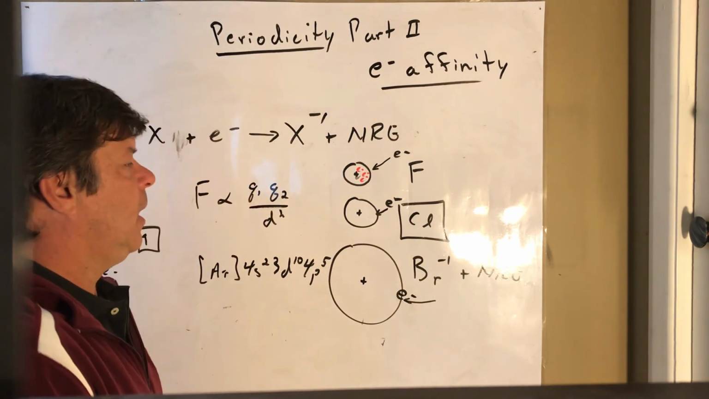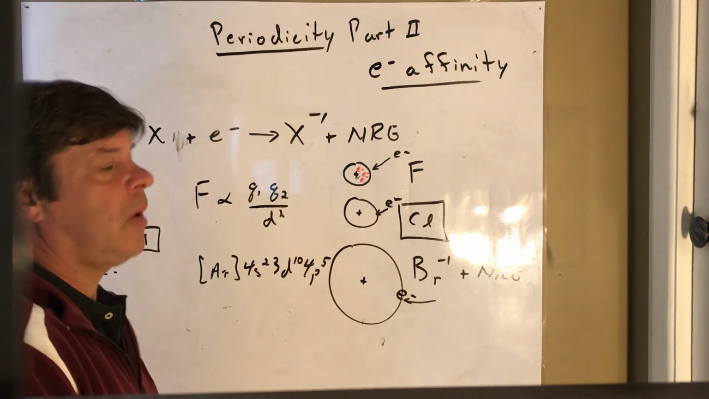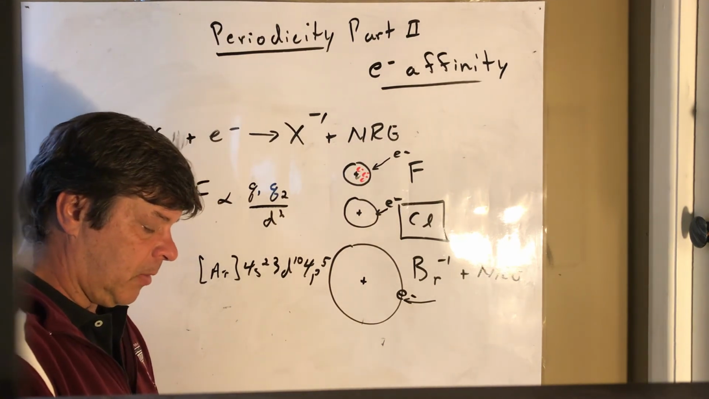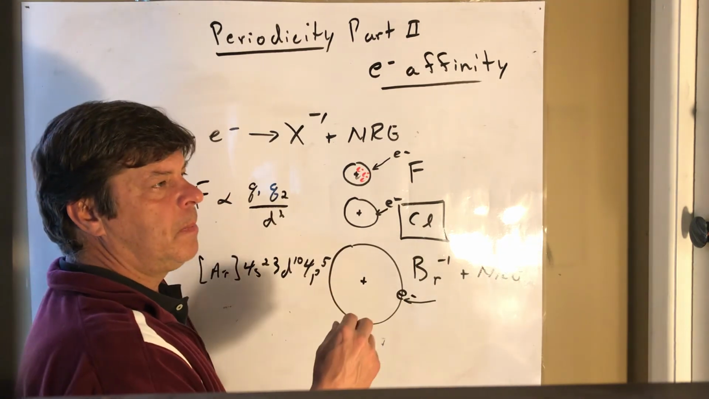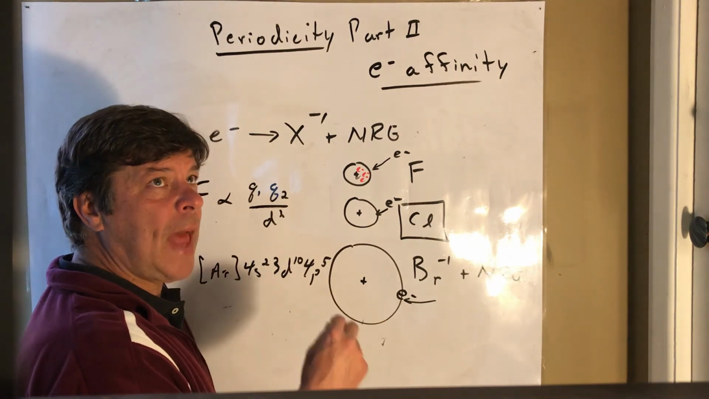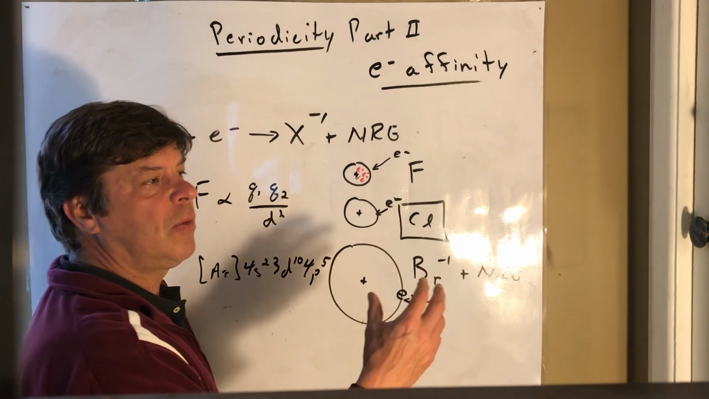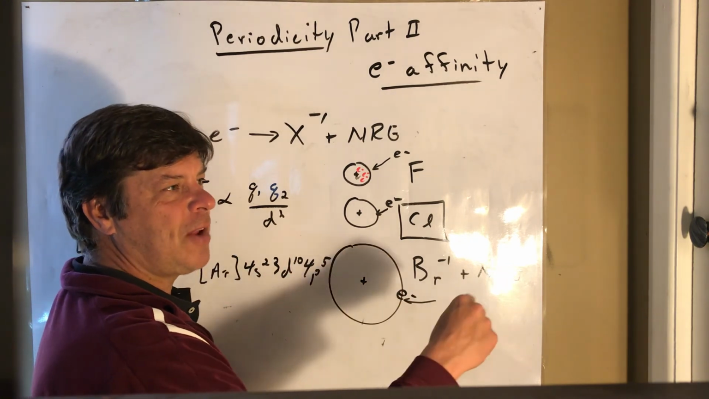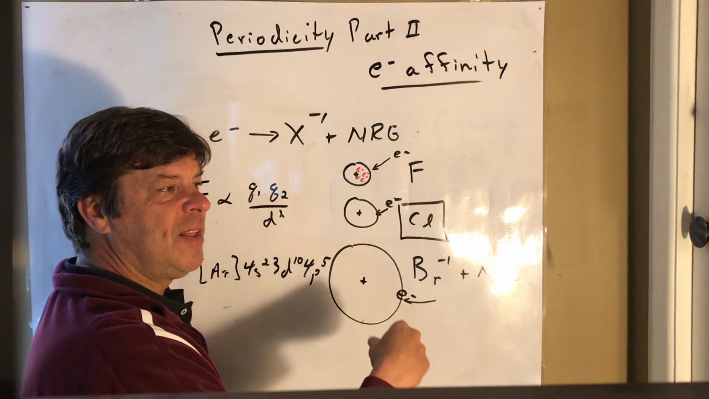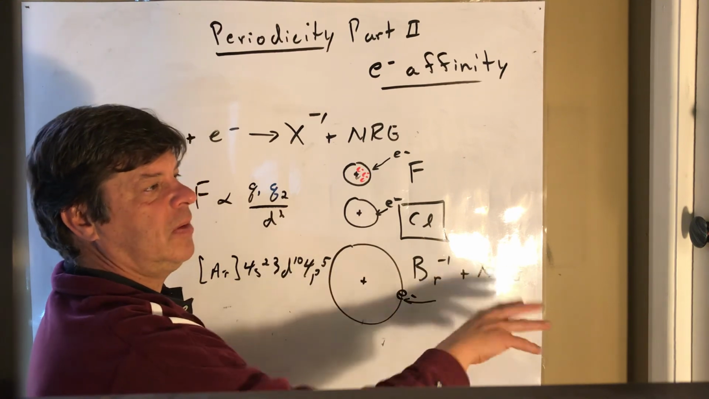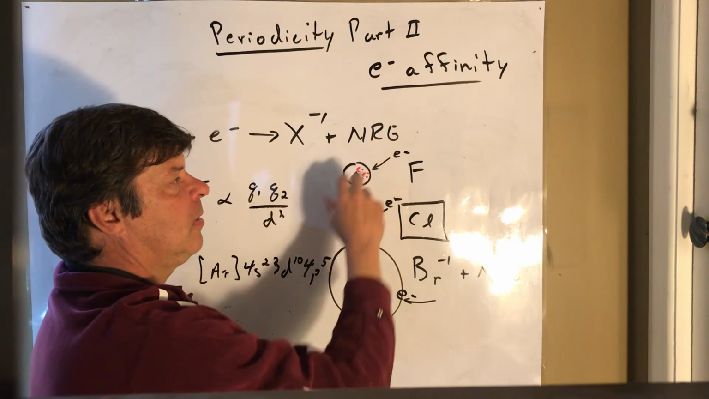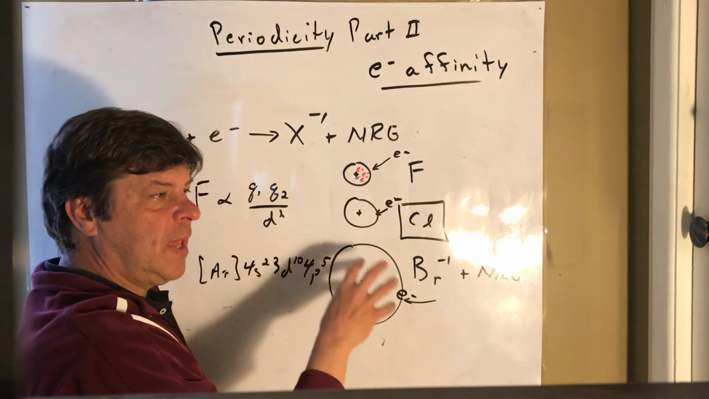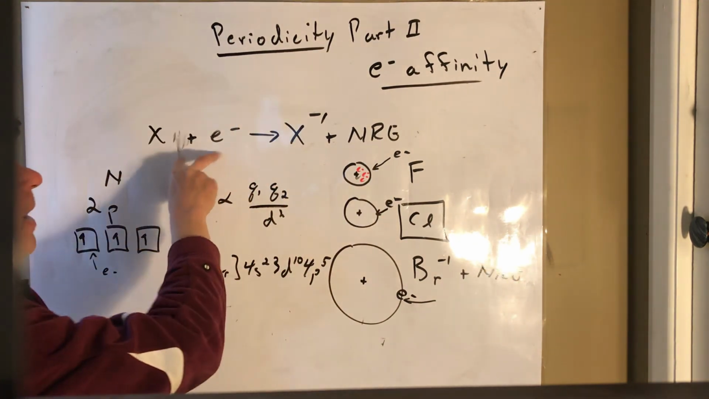All right, I think that's all I want to talk to you about in terms of electron affinity. I hope you understand that the greater the attraction an atom has for an electron, the more energy is going to be released. Okay, the greater electron affinity. Electron affinity is associated with the energy released when an atom gains an electron.